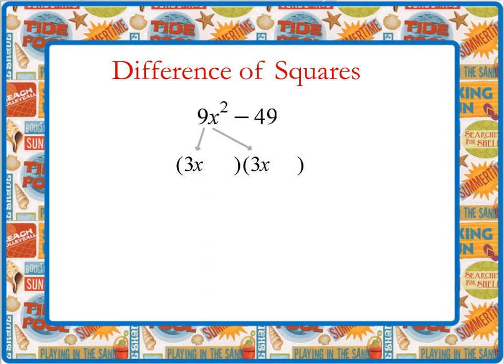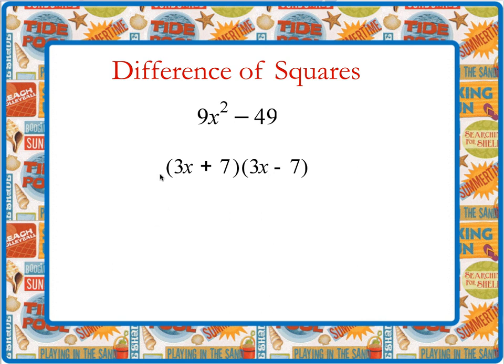So first, the 9x squared breaks down into a 3x times a 3x. Remember, they have to be identical or this isn't going to work. The 49 breaks down into a 7 times 7. When I make one of these addition and the other one subtraction, I have my two factors.